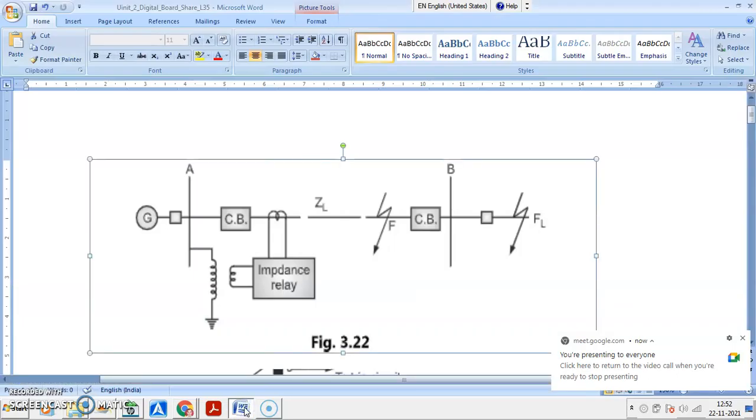Distance relay. As you can see in the figure, this is also called an impedance relay, distance or impedance relay. So the operating torque, the working principle of distance relay.